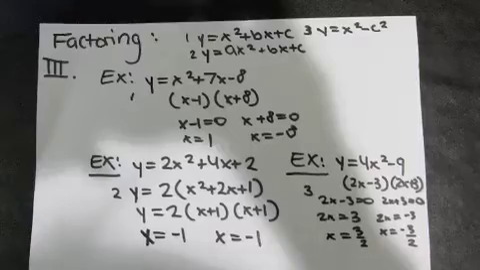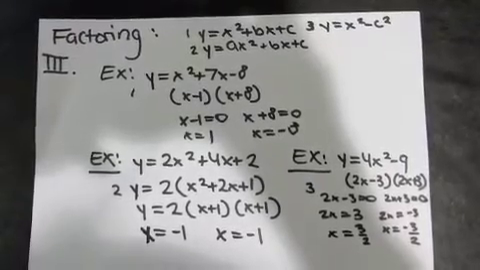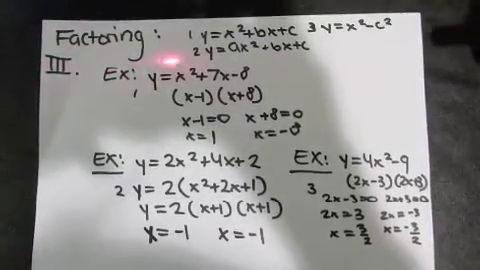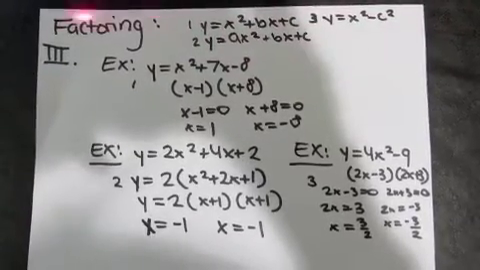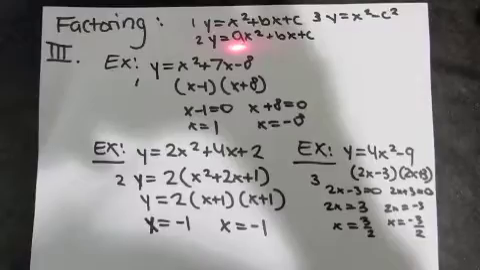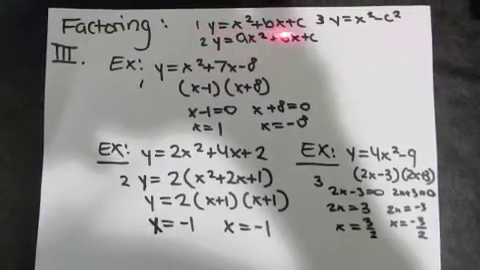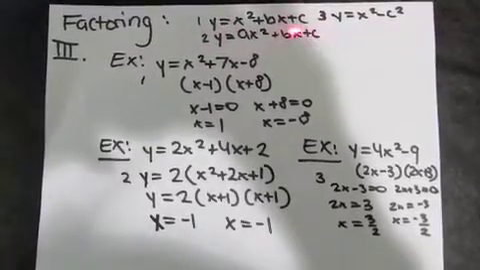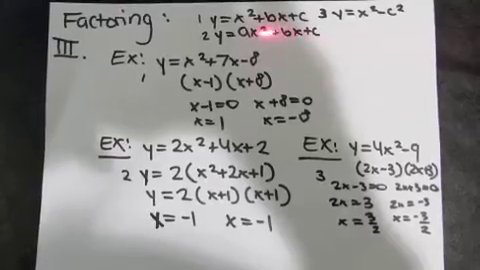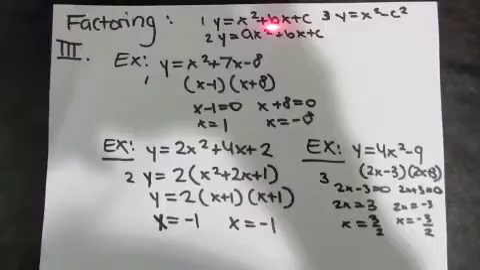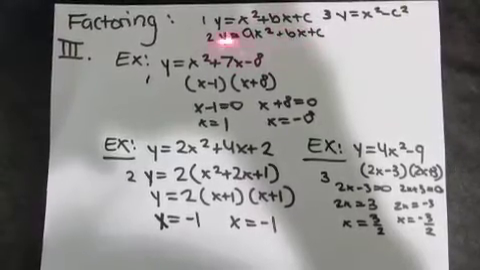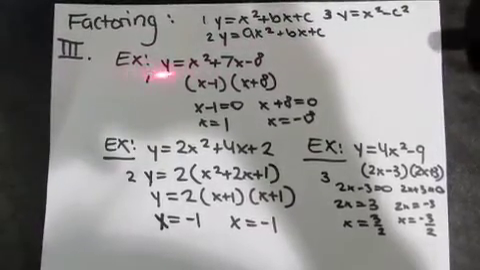Method number 3 to finding the x-intercepts in quadratic problems: factoring. There are 3 basic forms that I will show you how to factor. Method number 1 is y equals x squared plus bx plus c. Here, you need to find what two numbers multiplied together equal c, but added together equal b. In order to help you visualize this, here is an example.